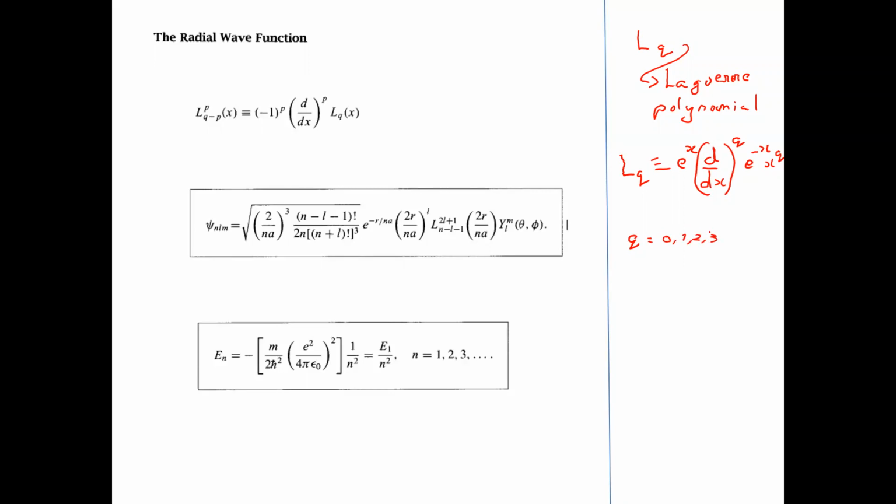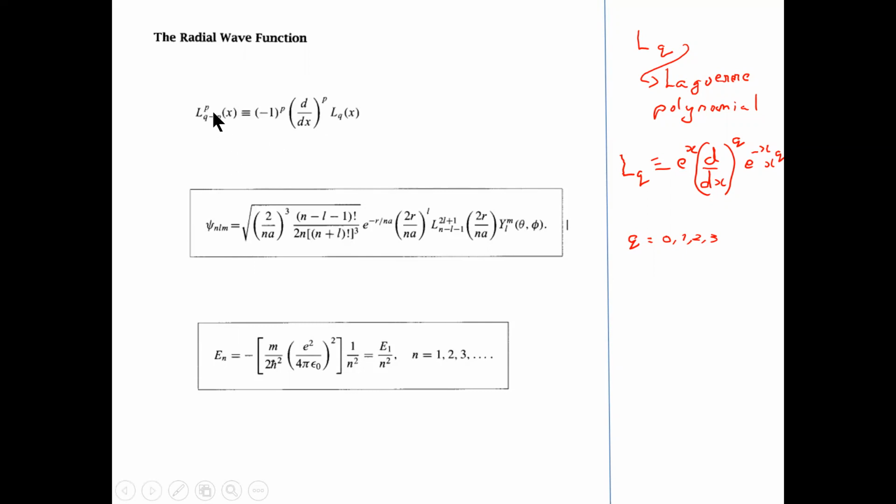requires two integers. It requires p and q. So here you can see p and q. Once you specify the q, you get the associated Laguerre polynomials using this function. So when you do this operation on the Laguerre polynomials, you get the associated Laguerre polynomials.